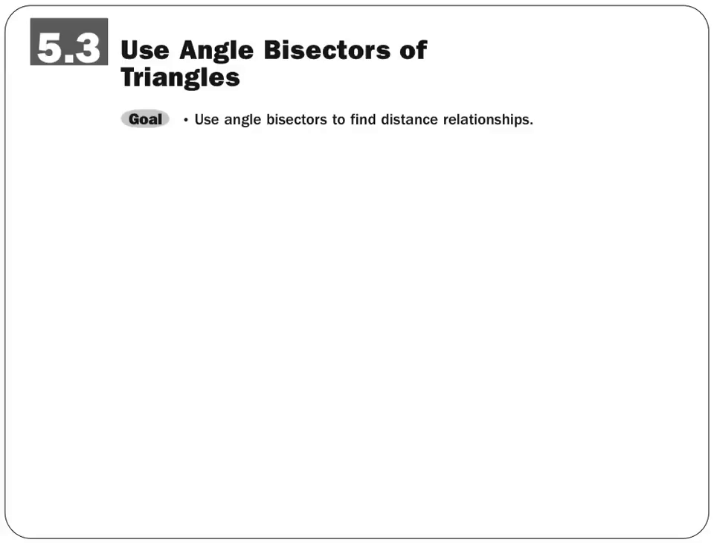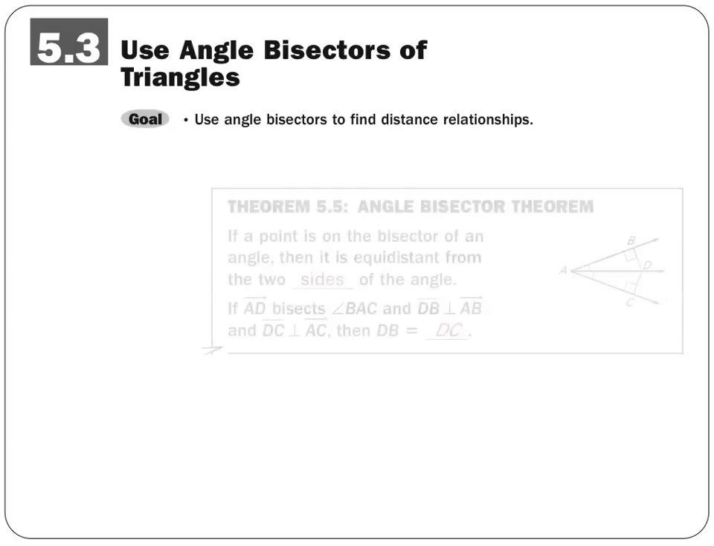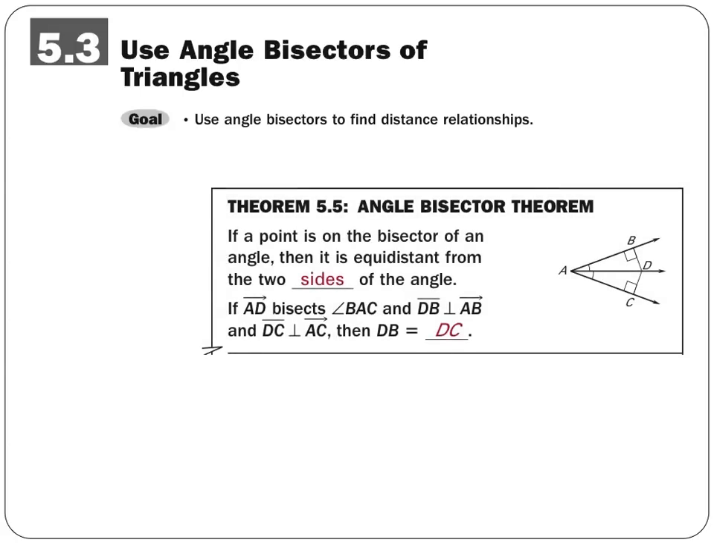Okay, so this is section 5.3, and this is a follow-up to the investigation that we did today with the Geometer's Sketchpad. And this is going to talk about angle bisectors of a triangle. So the angle bisector, in this particular case, ray AD is going to come through and split this big angle BAC into two congruent angles. So that's why you see the little arc marks here. That's because that guy is congruent to that guy.